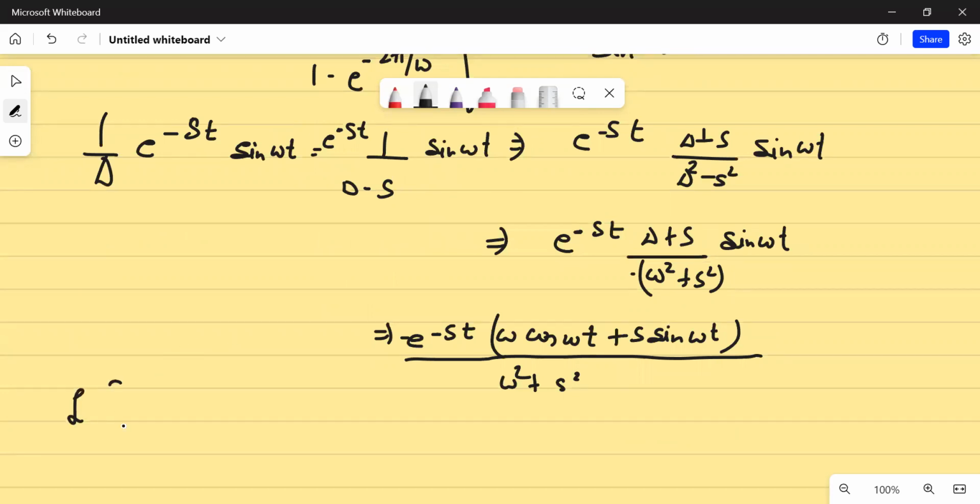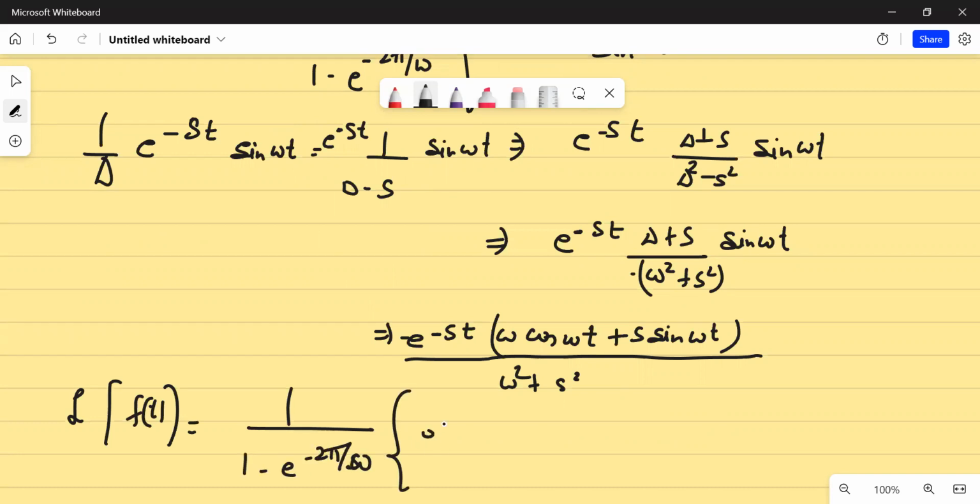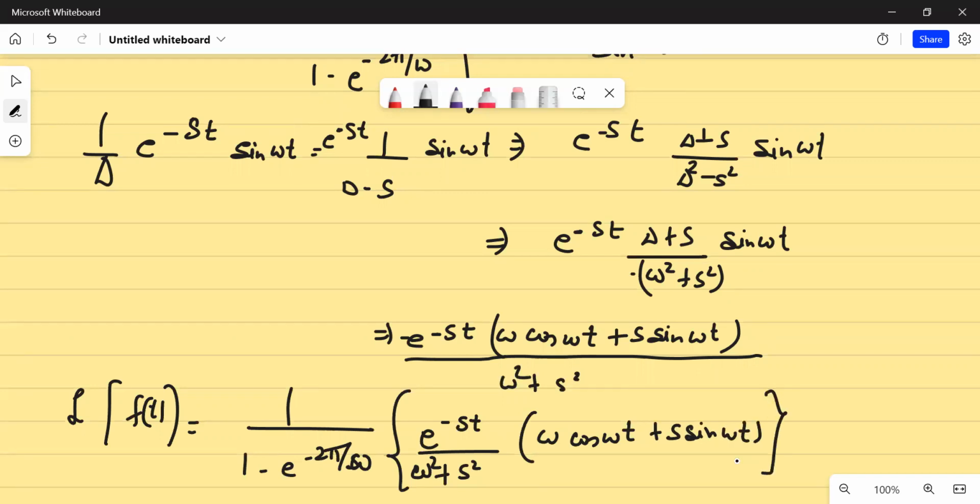So my Laplace transform of the function, which is represented as a half wave rectifier, is given by 1 upon 1 minus e to the power minus 2 pi upon omega. And then this is equal to e to the power minus st divided by omega square plus s square, and then you have omega cos omega t, and then plus s sine omega t, with limits from 0 to pi upon omega.